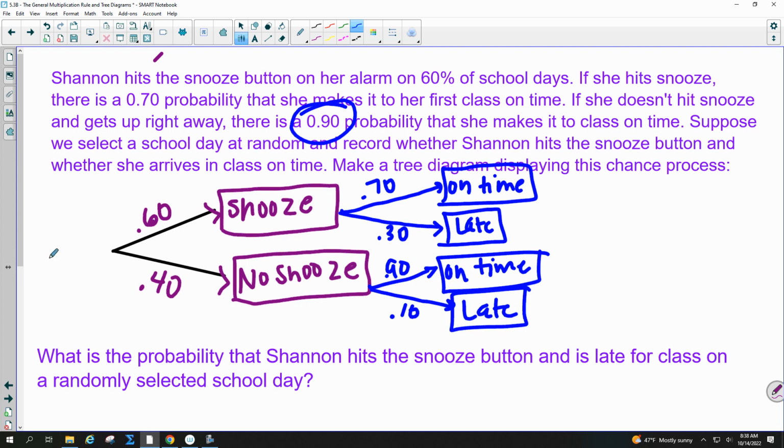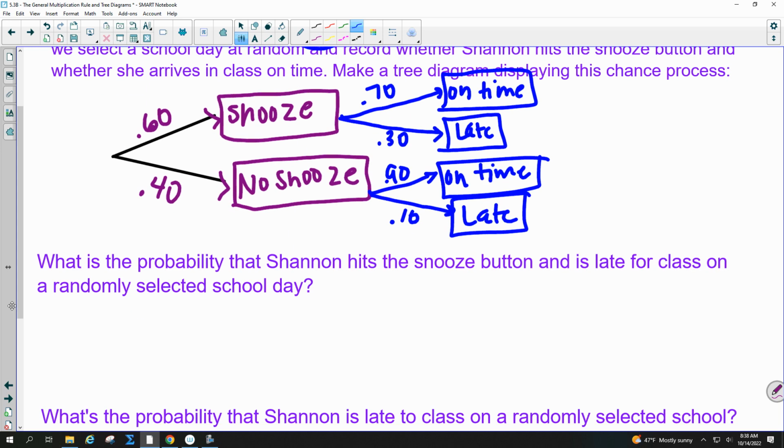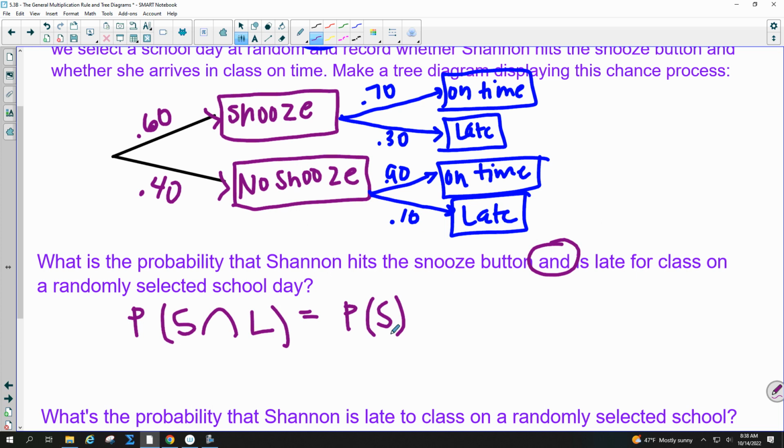Now, after you have your tree diagram, you're going to get some lovely questions asked to you. What is the probability that Shannon hits the snooze button and is late for class on a randomly selected day? So the probability that Shannon hits the snooze and, so use your and symbol, is late. Now this means we are going to multiply. So our little formula that we just learned is we multiply the probability of the first thing times the probability of the second thing given that the first thing has happened.